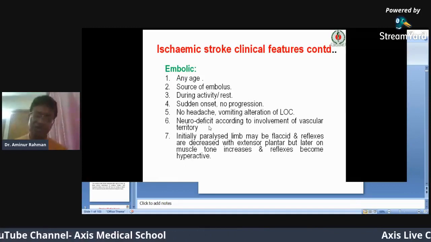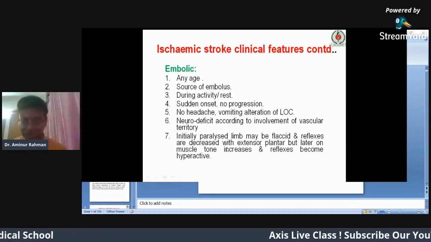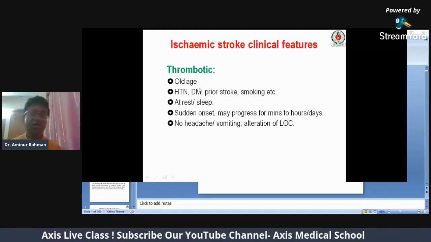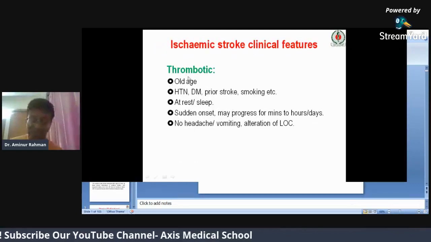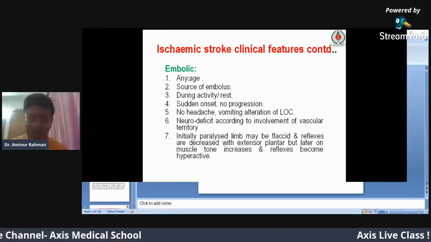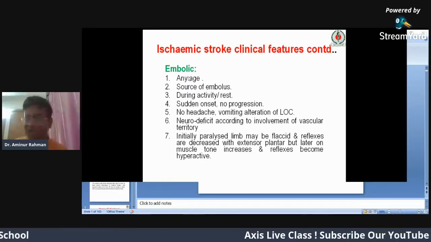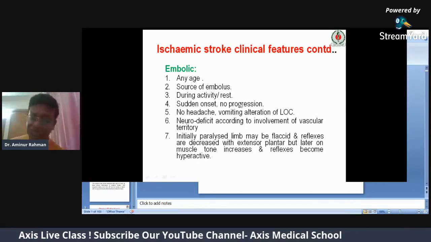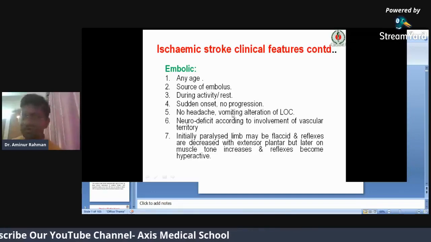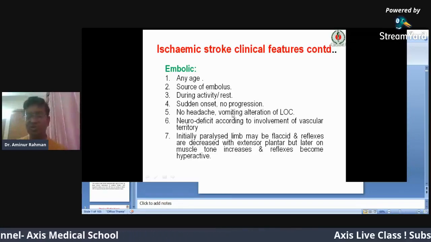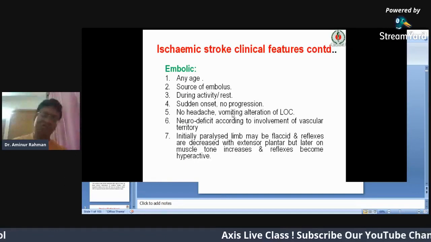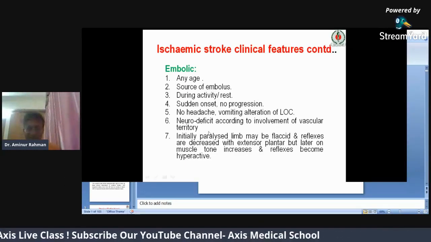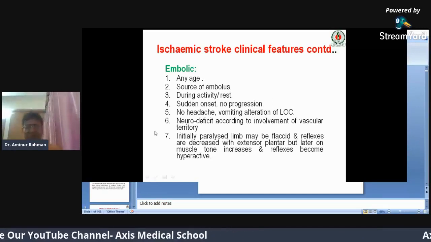Embolic stroke occurs at any age. I told you that thrombotic stroke occurs in old age, but embolic stroke occurs at any age. The source of the embolus may be the heart, or artery to artery, or cardiac like that. It occurs during activity or rest, with sudden onset and no progression, because embolic stroke does not progress. No headache, vomiting, or altered level of consciousness.